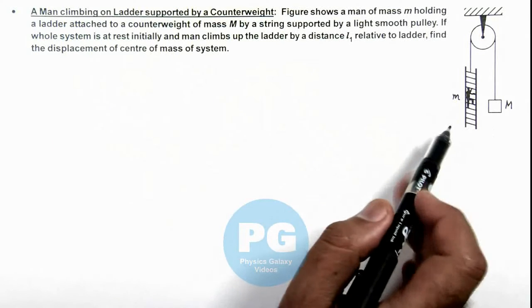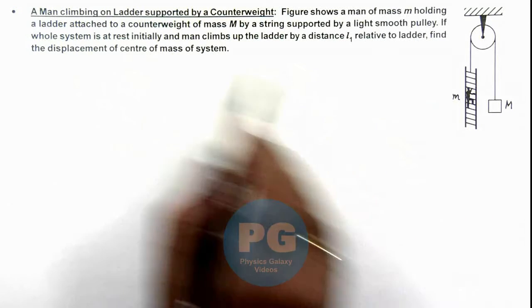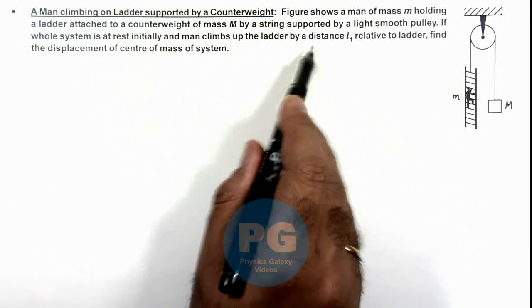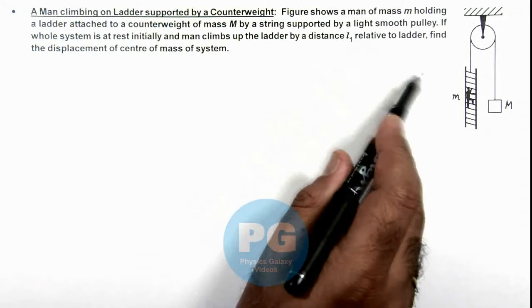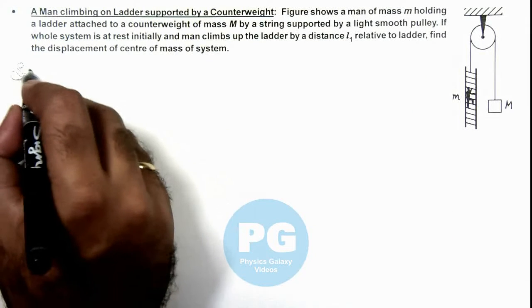That means the weight of man plus ladder is equal to that of counterweight. And the man climbs up the ladder by a distance L1 relative to the ladder. We are required to find the displacement of the center of mass of the system.